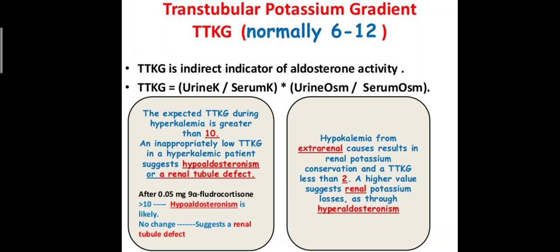So again, the expected TTKG is more than 10 in hyperkalemia. Whenever you get a low TTKG, remember you are dealing with a hypoaldosteronism or a renal tubule defect. And in hypokalemia, you expect a TTKG less than 2. But when you get a value higher than that, what does it indicate? The renal system is not functioning properly. That means you are having a hyperaldosteronism.